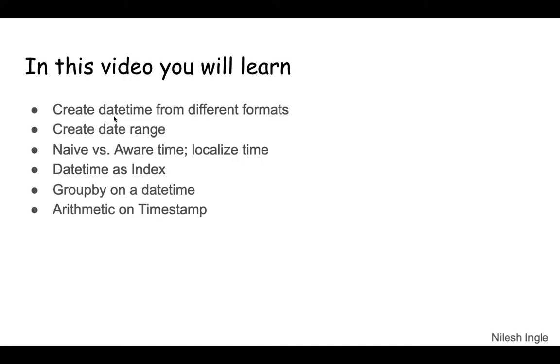In this video, we'll look at how to create datetime from different time formats. We'll look at how to create date ranges, and I'll mention what is naive versus aware time. Basically, naive time is not associated with any time zone, and aware time is when we add a time zone to a timestamp. We'll also look at how to use datetime as index, and then how to use that datetime index to do group by manipulations such as mean, and we'll look at how we can add numbers or days to a particular timestamp. So let's get into Jupyter Notebook and start coding.